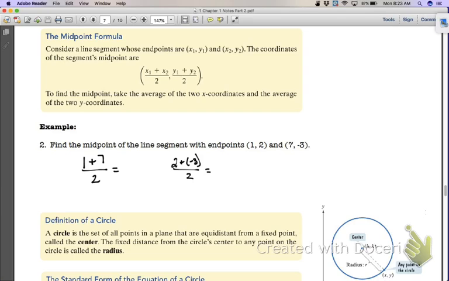So 1 plus 7 is 8, so I have 8 over 2. So the midpoint of x, if we call this x sub m, whatever you want to call it, and then if we call this y sub m, I'm going to have negative 1 over 2, so negative 1/2. So as far as my midpoint of this segment is concerned, it will just be 4 and then negative 1/2.